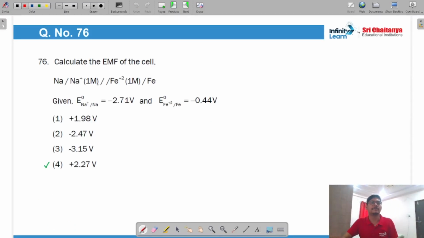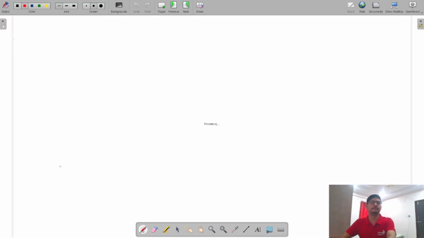You have to calculate the EMF. Because the concentration is 1 molar, you don't have to employ the Nernst equation. You can directly find it out. E naught cell is equal to E naught cathode minus E naught anode. Cathode is iron, whose value is minus 0.44 volt, minus anode, which is sodium, at minus 2.71. So you can calculate, it will come out to be plus 2.27 volt.